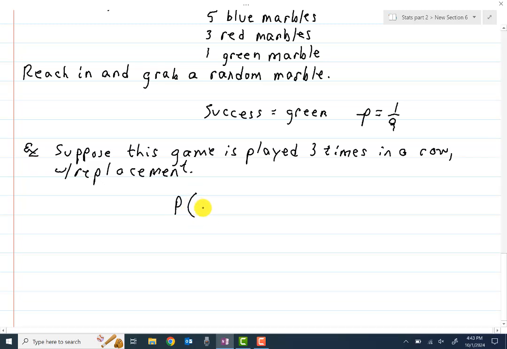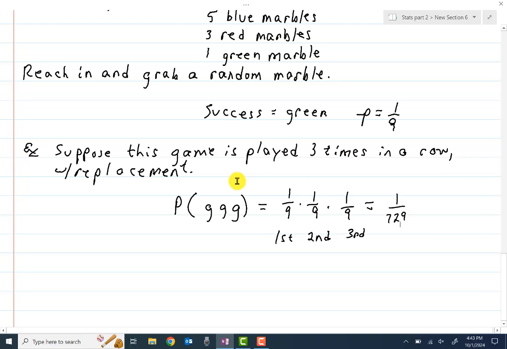So now, what if we wanted to do 3 greens in a row with this game? So once again, you have the first marble, the second marble, and the third marble. On the first one, to get a green is 1 out of 9. Second is also 1 out of 9. And the third one is also 1 out of 9. Recall that when you multiply these across, 1 times 1 times 1 gives you the 1, and then 9 times 9 times 9 is 729.